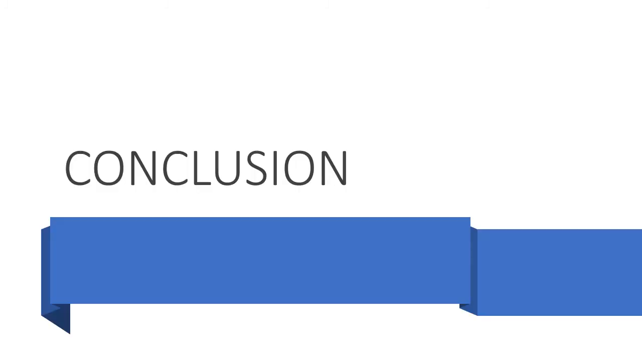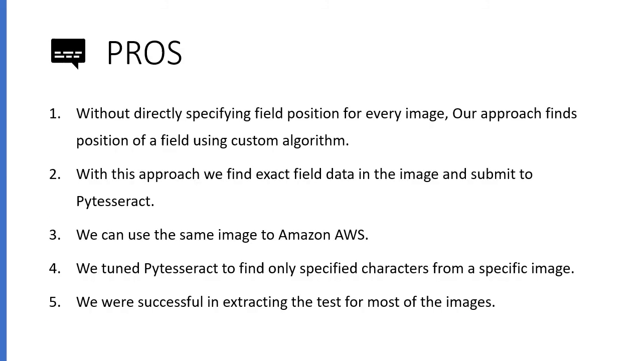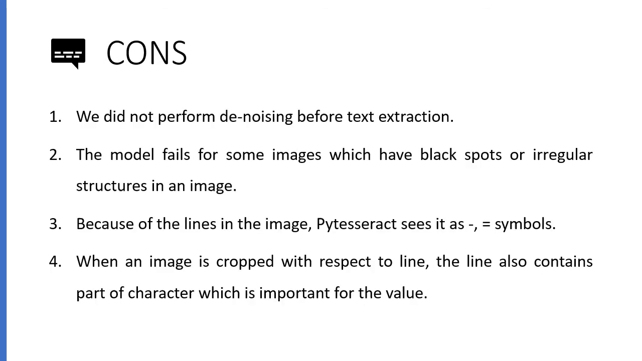We conclude by discussing the pros and cons of our project. Let us discuss the pros. Without directly specifying the field position for every image, our approach finds the position of a field using a custom algorithm. With this approach, we find the exact field data in the image and submit it to Tesseract. Another advantage is that we can use the same image with Amazon AWS. We tuned PyTesseract to find only specified characters from a specific image. We were successful in extracting the text for most of the images.